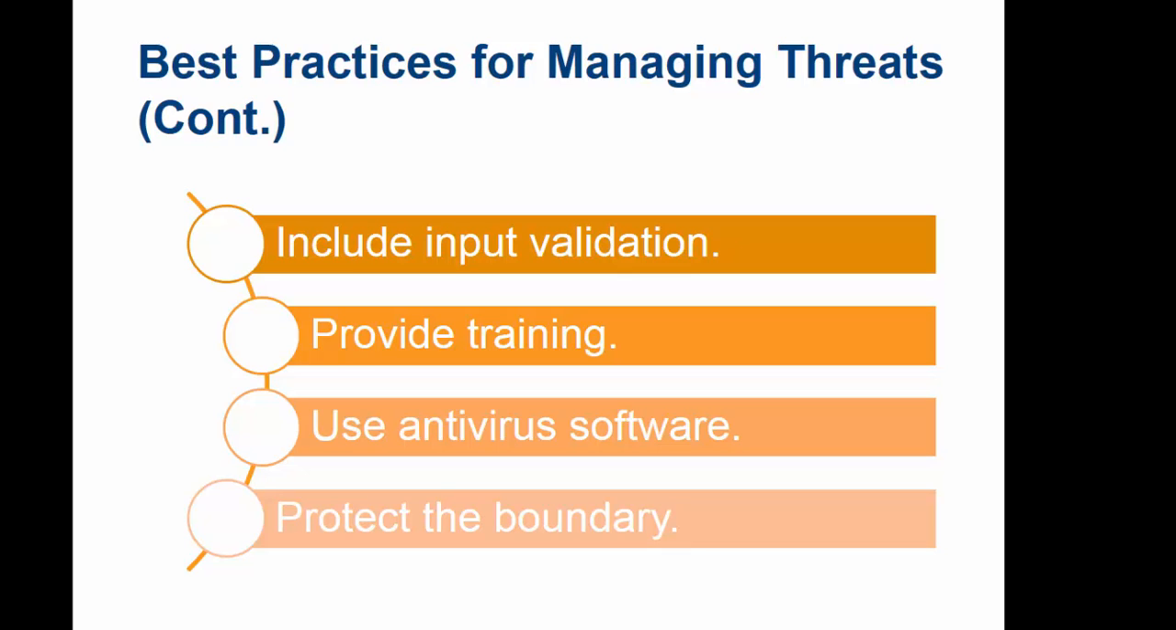And of course, your typical use antivirus software, and protect the boundary between the internet and the internal network with a firewall at a minimum. You can use intrusion detection systems for an added layer. These are some of the things that you can do to help prevent.